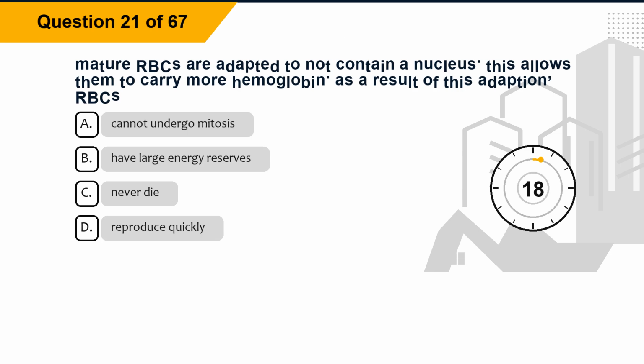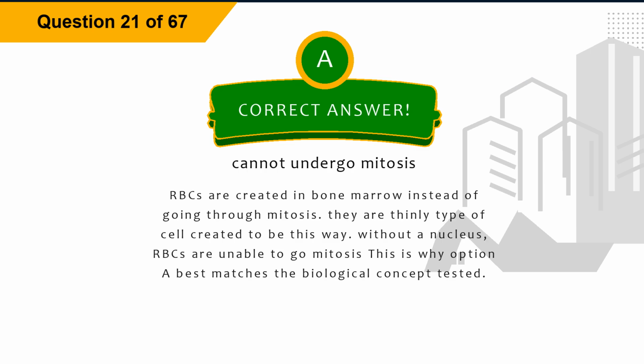Question 21. Mature RBCs are adapted to not contain a nucleus. This allows them to carry more hemoglobin. As a result of this adaptation, RBCs: option A, cannot undergo mitosis. Option B, have large energy reserves. Option C, never die. Option D, reproduce quickly. The correct answer is option A, cannot undergo mitosis.